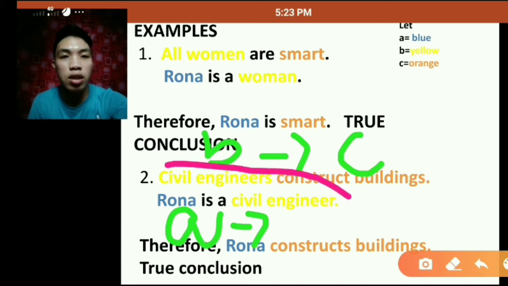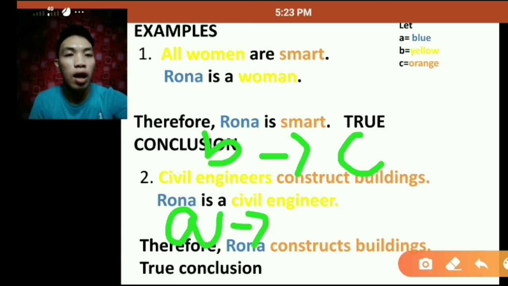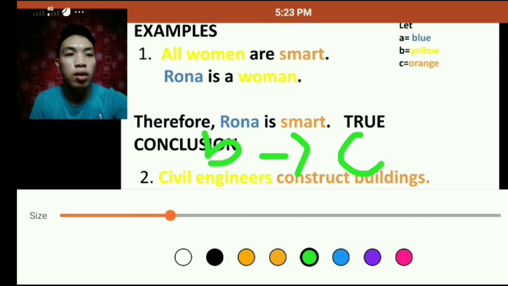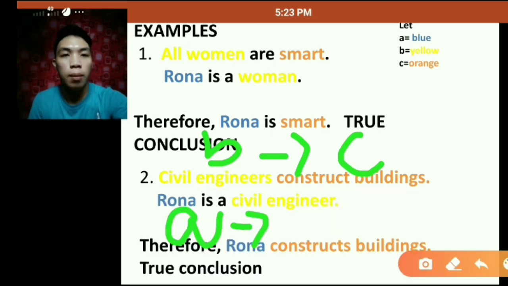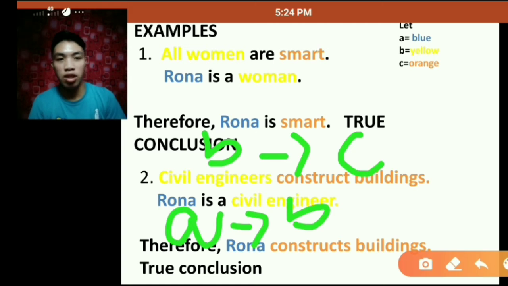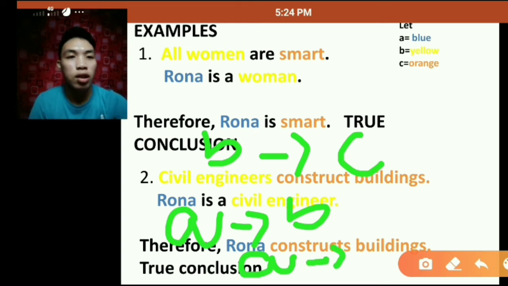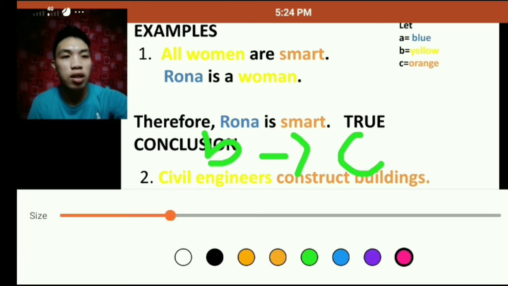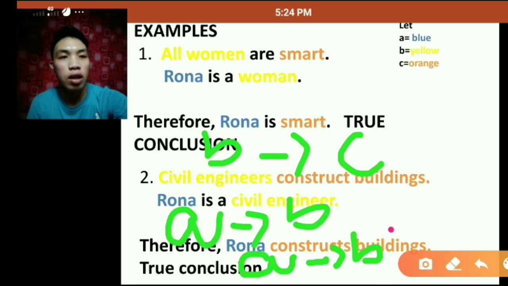Since they are just equal, we put B here. Since civil engineers are just equal, therefore for our conclusion, it says there that therefore Rona constructs buildings. Rona is letter A, as what we know, implies to letter C, which is orange, construct buildings. They are actually equal.